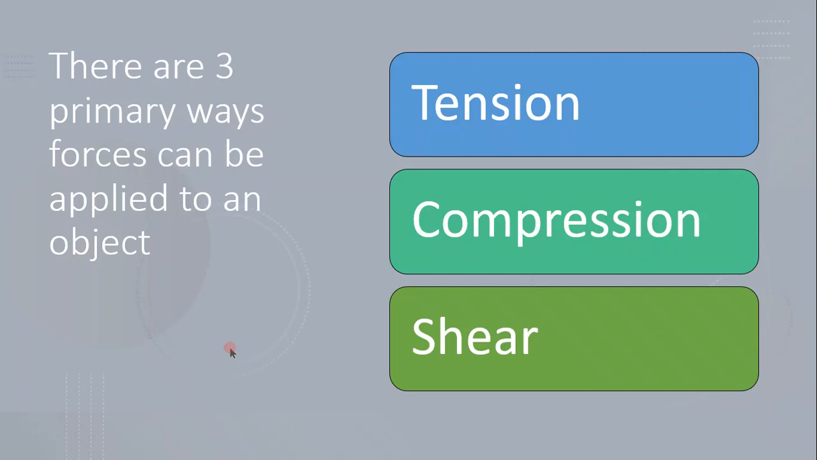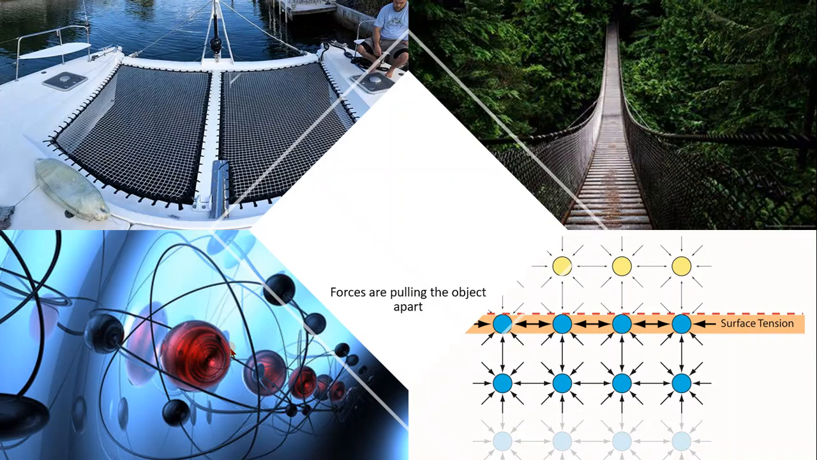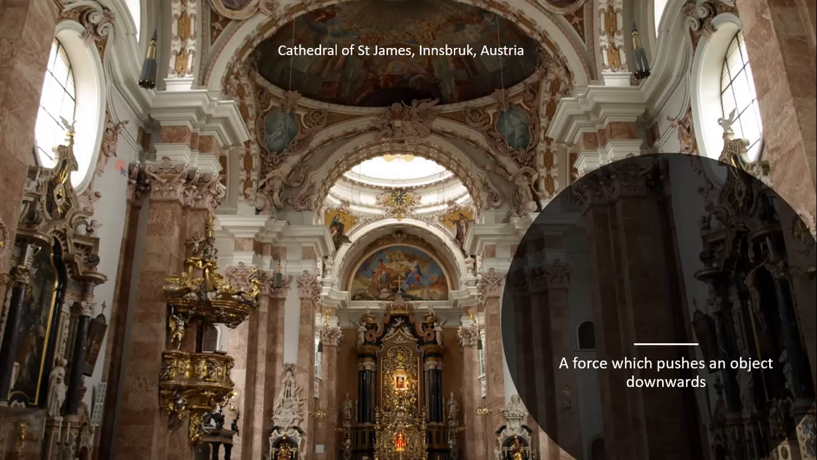And there are actually three primary ways forces can be applied to an object, or there are three primary types of stresses. That is tension, compression, and shear. So tension are the forces which pull objects apart, that pull atoms away from each other, molecules away from each other. And you can see them in bridges, you can see it in surface tension, or if you could look at atoms with your naked eye, you could also see them in tension as you try to pull them apart, and in these nets at the back of catamarans.